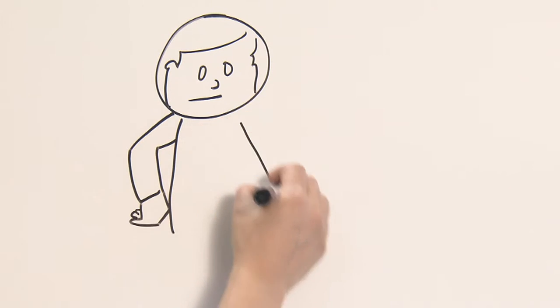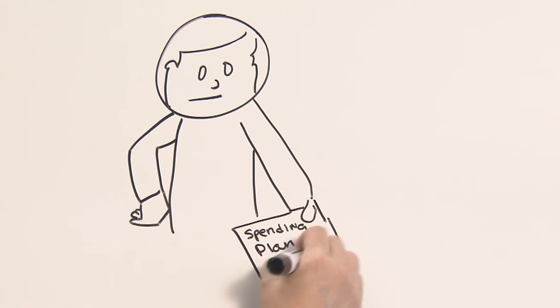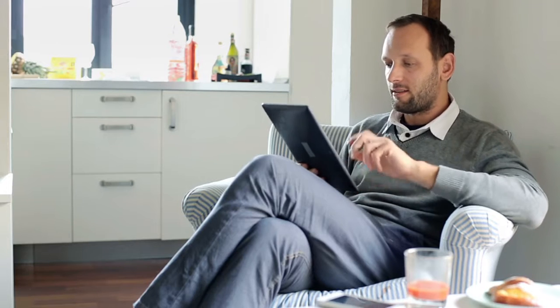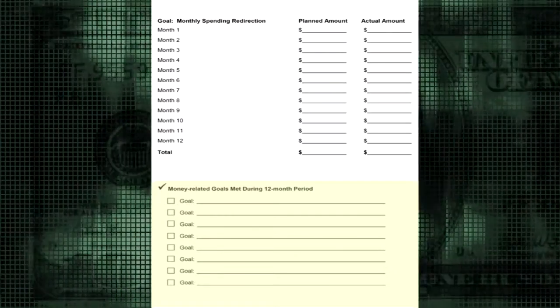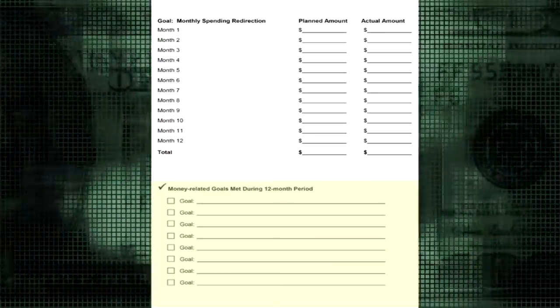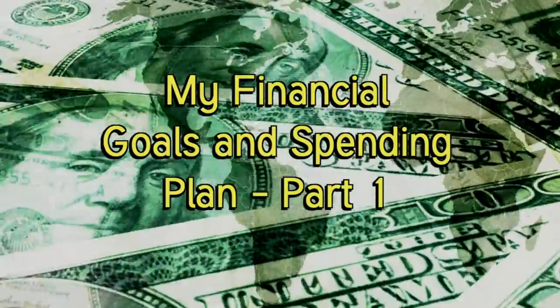Do you really expect me to fill out a new Spending Plan Monitor worksheet every month? Only if it's helpful. Regardless of what your financial goals are, once you get the hang of your new spending plan, you may only need to track your monthly progress in the Goal Tracker section. Use your Goal Tracker worksheet to check off any goals you meet during the 12-month period. This concludes part one of My Financial Goals and Spending Plan.